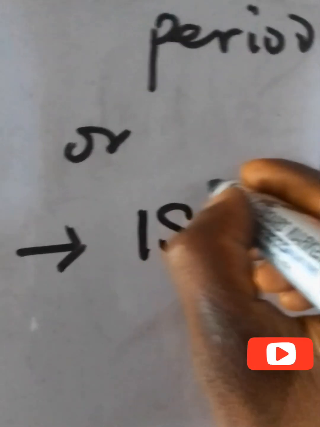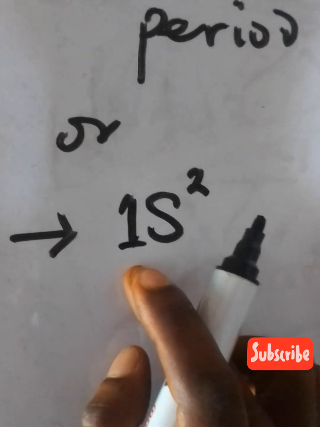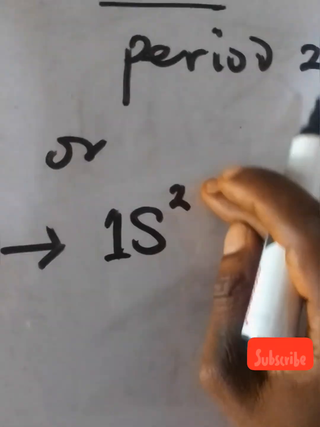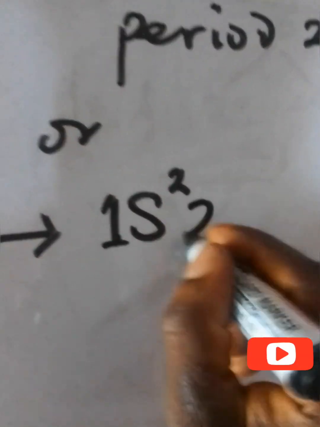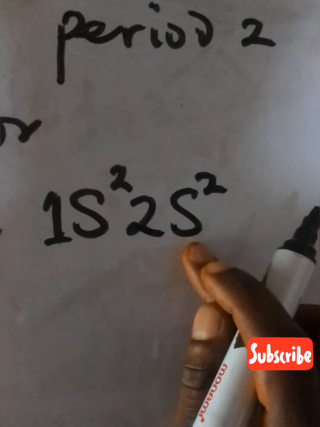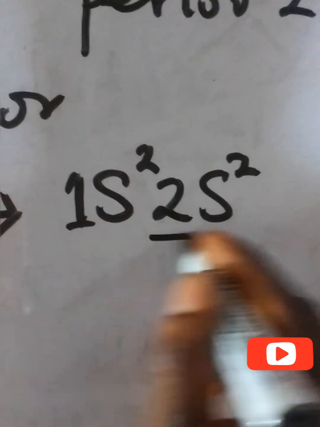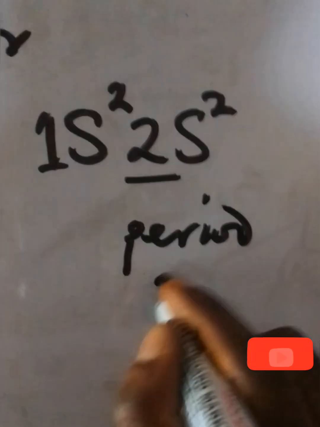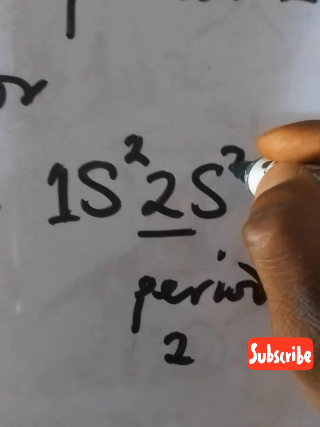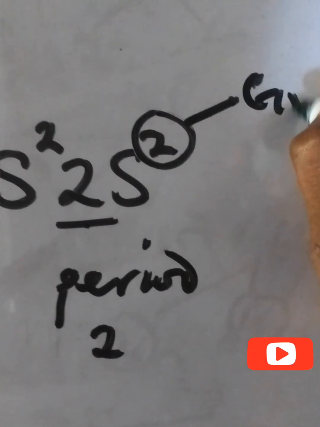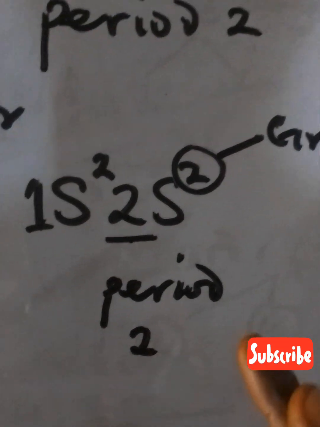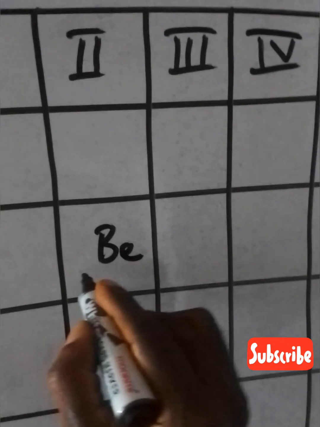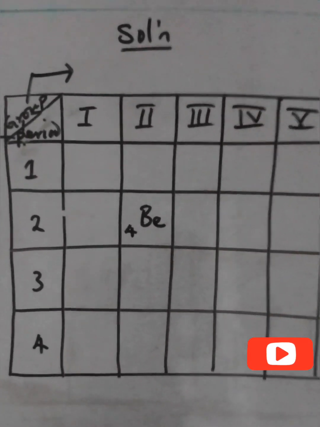Or you can write the electronic configuration of beryllium this way. 1s2, that is first shell or first period, S orbital of the first period, having 2 electrons. After passing first period, next is 2s2, second period, S orbital of second period, having 2 electrons. You focus on the last period, so the period for beryllium is 2. The number of electrons on the s orbital of this last period is 2, so the group is 2. So beryllium belongs to group 2 and period 2. You write beryllium at the intersection of group 2 and period 2.